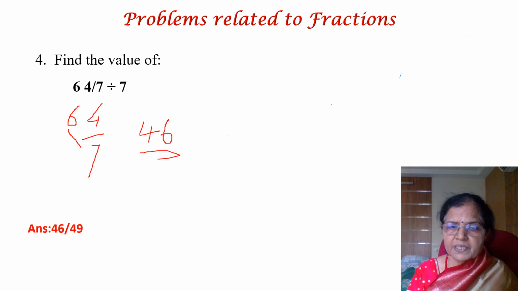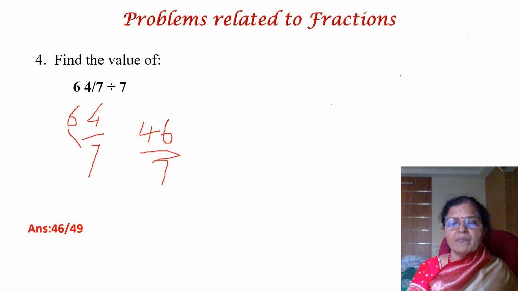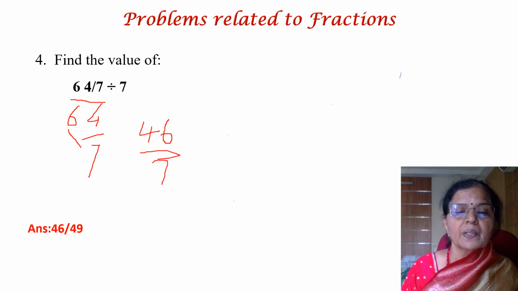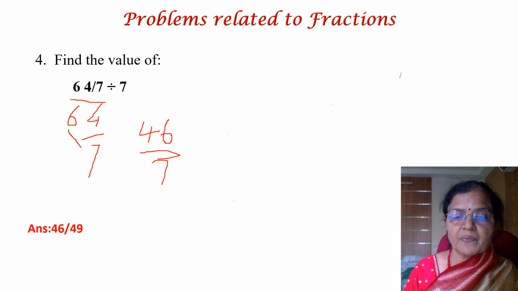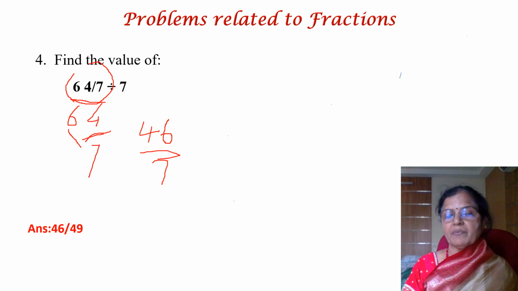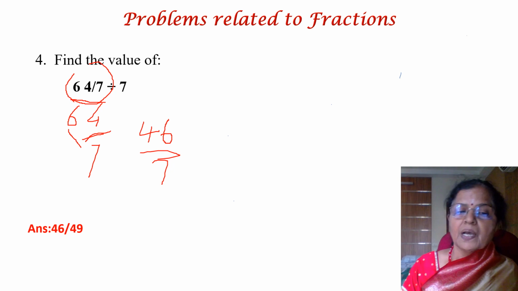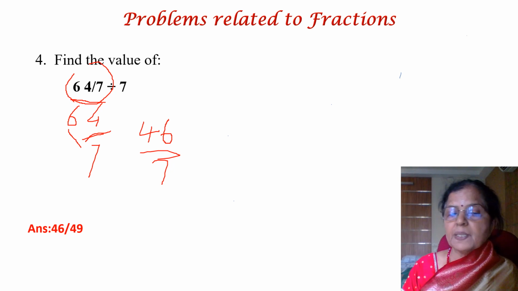Divided by this denominator 7. So I have rewritten this mixed fraction 6 4 by 7 into a simple fraction, not a mixed one. This is an improper fraction. 6 multiplied by 7 is 42, plus 4 is 46, divided by 7. So I have rewritten this 6 4 by 7 as 46 by 7. Why? Because this is a mixed fraction, I have rewritten it as a simple fraction.